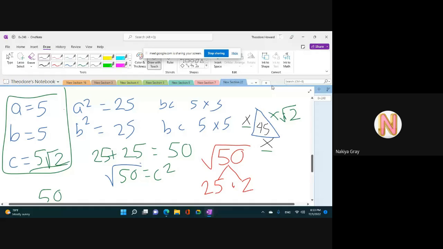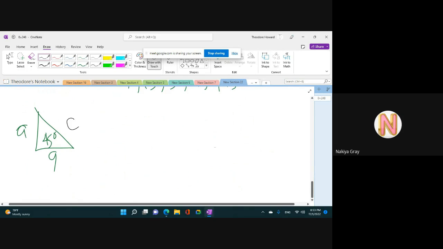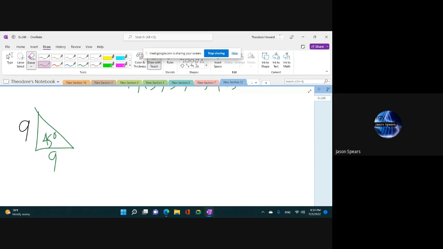So let's go back to it. 9, 9, and 9 square root 2. That's right. So what's going to be 9 at A, and 9 is then going to be B, and C with the square root of 2. 9 is going to be A, and C is going to be what? 9 with a square root of 2. That's it. I'm thinking of the 30, 60, 90, but I figured it out.